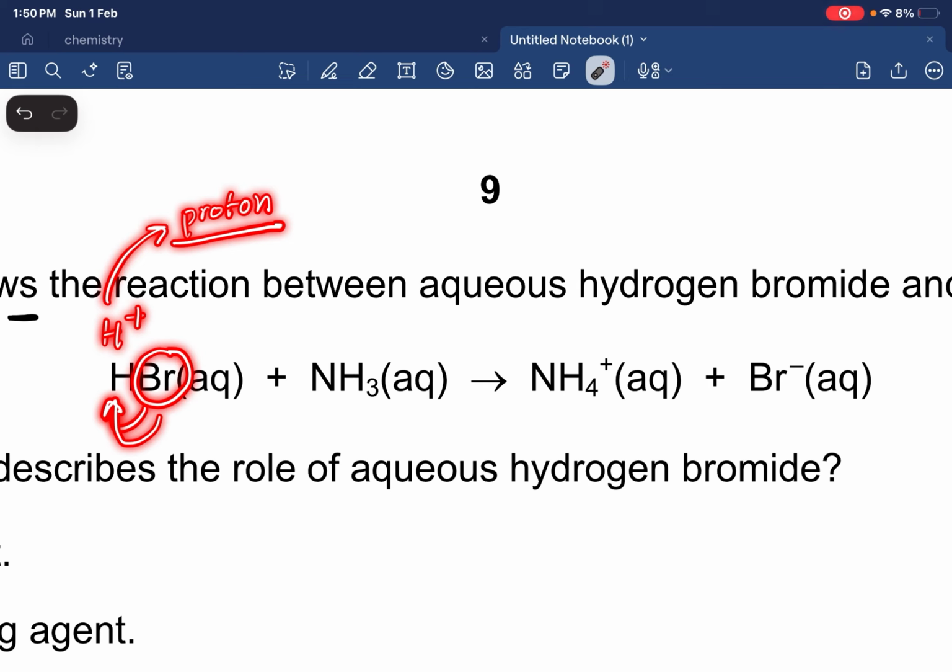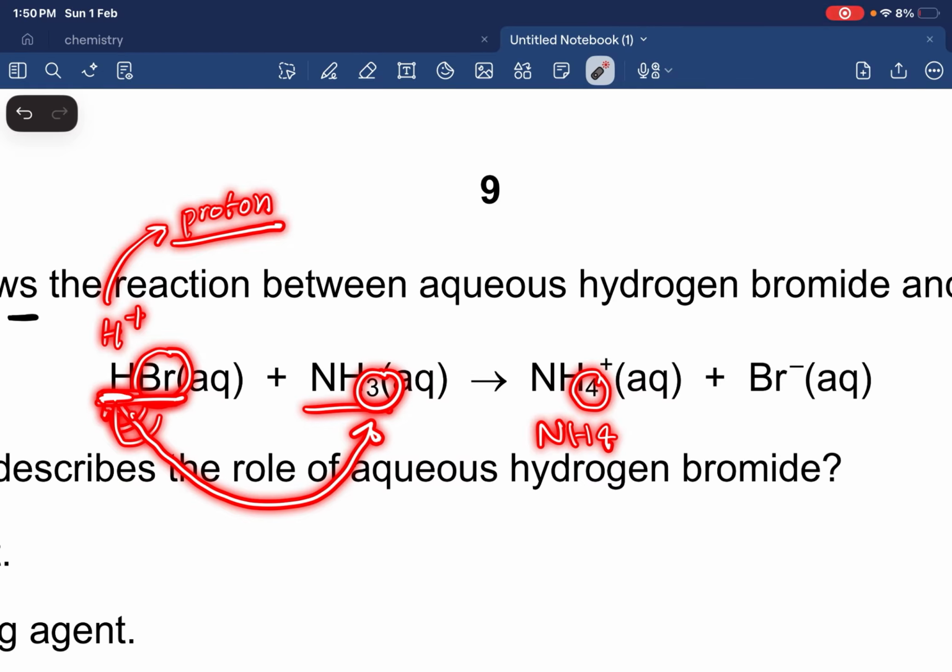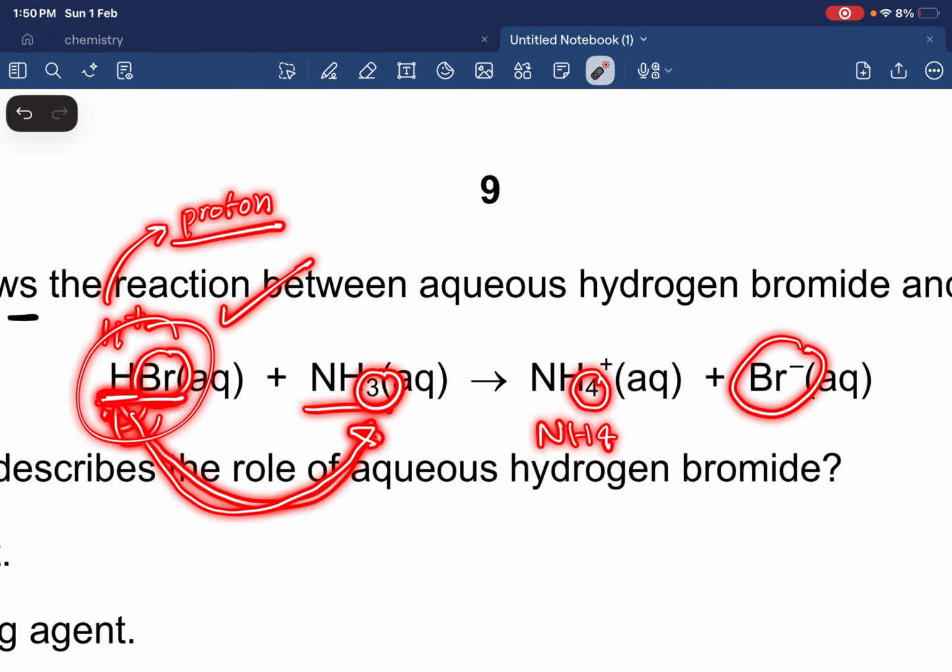And it is donating its proton to this ammonia. Look, ammonia has NH4 over here. Over here it was NH3. So this H plus from here got transferred to ammonia. So what's happening? This hydrogen bromide is donating its proton to ammonia. So it's a proton donor, right? And it's losing its proton. And you know that proton donors are acids. So HBr is an acid over here because it's donating its proton to this fella, right?